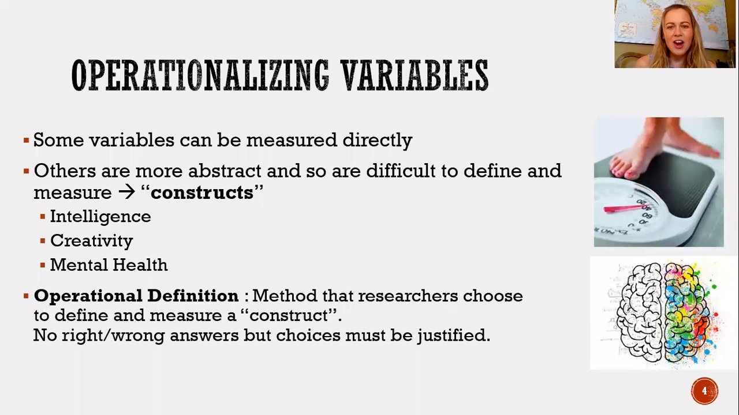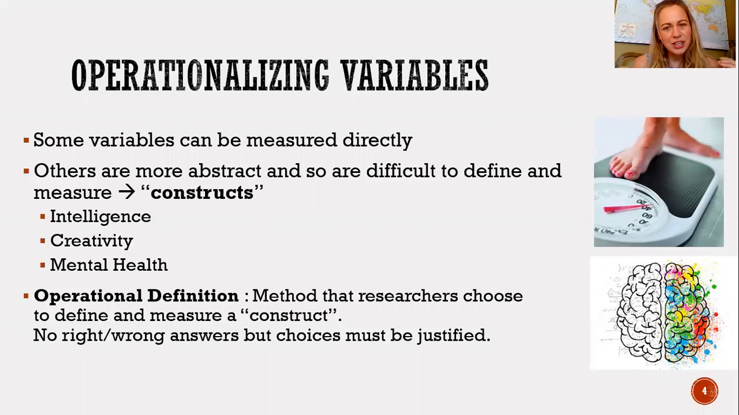So variables are the conditions or characteristics of people that we measure in a study. They're called variables because they can change over time or vary between people. Some variables can be measured directly, and everybody knows what you're talking about. For example, how tall you are, your height, or your weight, or your eye color. Others are more abstract, and so they're difficult to define and measure. We call these constructs. They're arguably the more interesting aspect of the human experience, like intelligence, or creativity, or mental health.